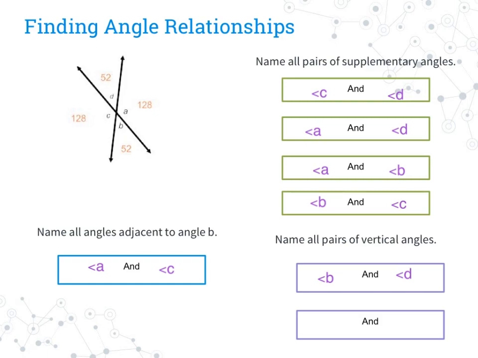However, it looks like A and C are across from each other. So they are also vertical angles. They are equal to each other, and they were formed by intersecting lines. So angle A and C are also vertical angles.